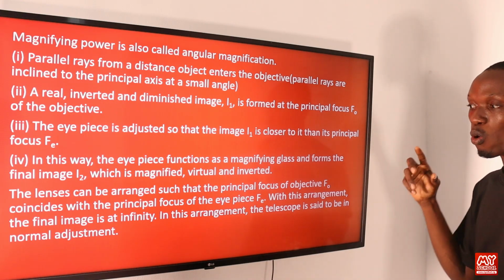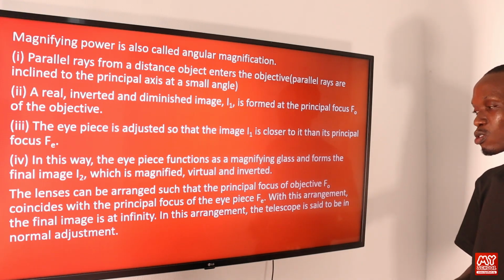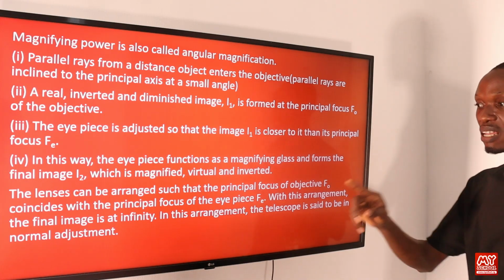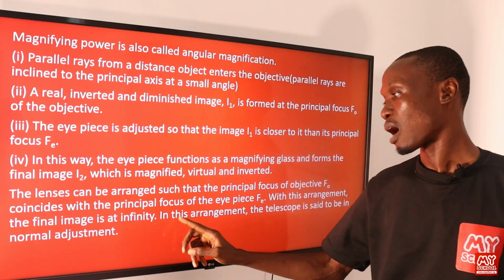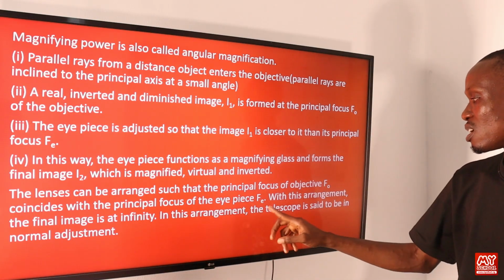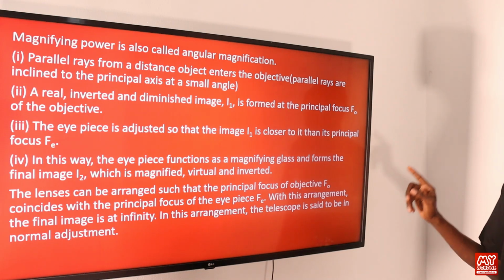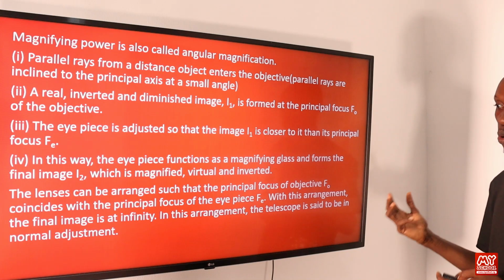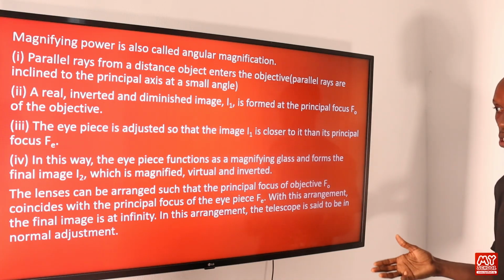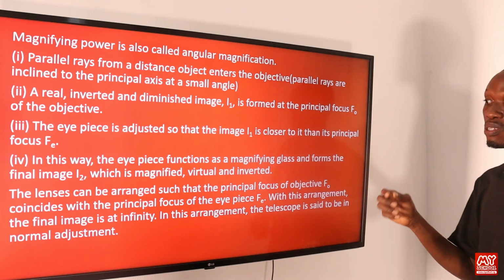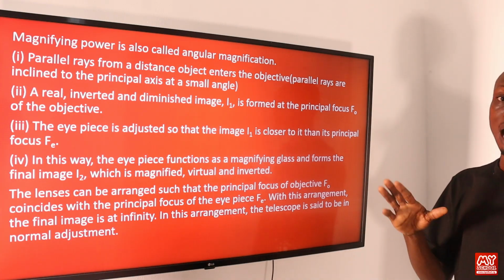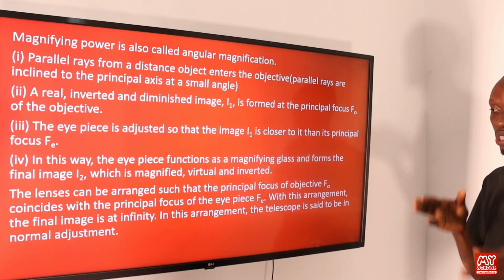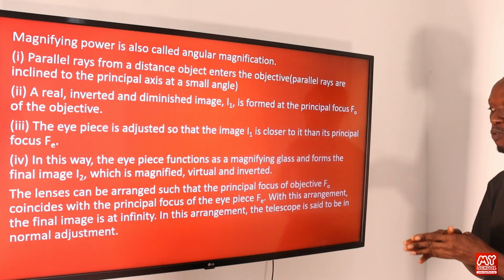Okay, so here the lenses can be arranged such that the principal focus of the objective lens F0 coincides with the principal focus of the eyepiece Fe. With this arrangement, the final image is at infinity. In this arrangement, we say that the telescope is in normal adjustment. Sometimes you can be asked, when is a telescope said to be in normal adjustment? You can tell them that a telescope is in normal adjustment when the lenses are arranged in such a way that the principal focus of the objective coincides with the principal focus of the eyepiece.